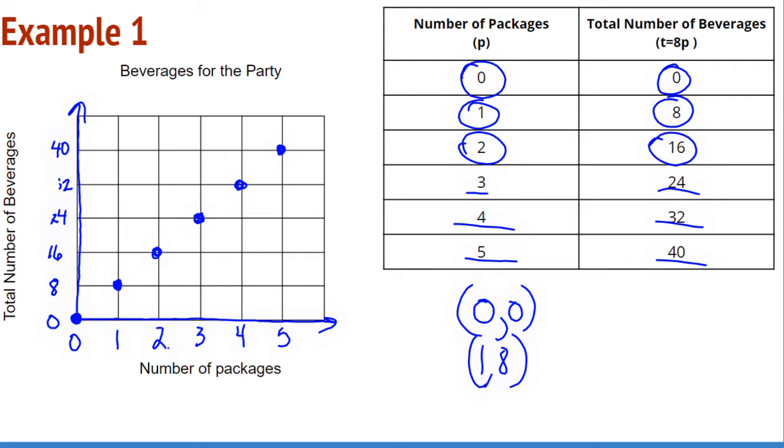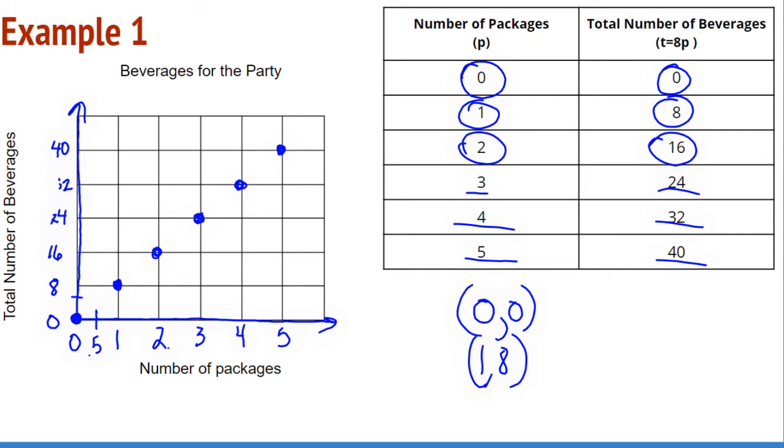Now an important question to ask is, should I connect the lines as I look at this graph? Connecting the line actually means something. I know that we get really excited and we want to connect the line because it looks like a cool little dot-to-dot puzzle. But when we connect the line, it means that we have a continuous set. It means that I could potentially have half a package and have 4 beverages.